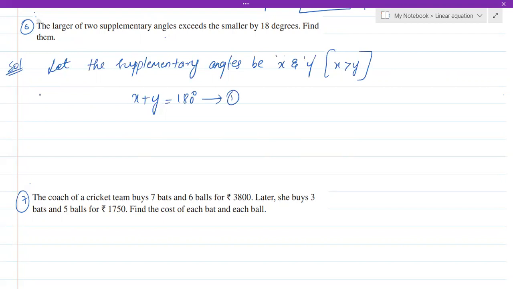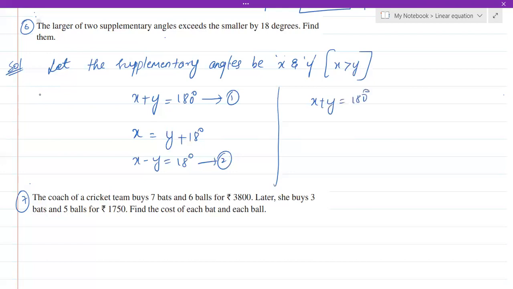So the larger of the two is what? X is the larger one. The larger of the two supplementary angles exceeds the smaller by 18 degrees. Meaning, if x is equal to y, we write it like this. But very clearly, x is greater than y. How much is it greater? By 18 degrees. Therefore, you get x minus y is equal to 18 degrees. Equation 2. So let's solve equation 1 and 2 by elimination method. X plus y is equal to 180.